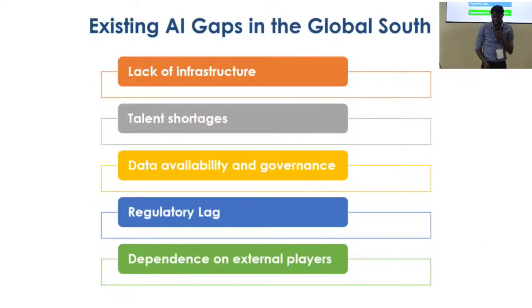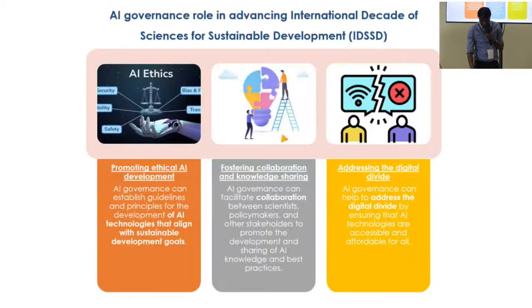So we can see that the existing AI gaps or policy gaps in the Global South is actually the lack of infrastructure and also talent shortages. And the second speaker was also talking about data availability and governance. It's a major gap in the Global South, and also regulatory lag and dependence on external players. So we see that AI actually has a role to play in advancing the International Decade of Science for Sustainable Development. Part of that is to ensure AI governance can ensure that whatever AI technology is adopted and implemented actually drives the country towards attaining the SDG goals.